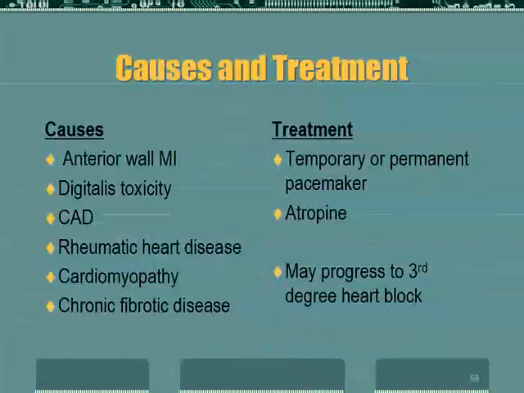Here are causes and treatments. Rheumatic heart disease as well as anterior wall MIs, digitoxicity, coronary artery disease, cardiomyopathy, chronic fibrotic disease are some of the common causes that we see with this particular type of heart block. And the treatment is typically a temporary or a permanent pacemaker and/or atropine. What we worry about with this is it can progress to third degree heart block.